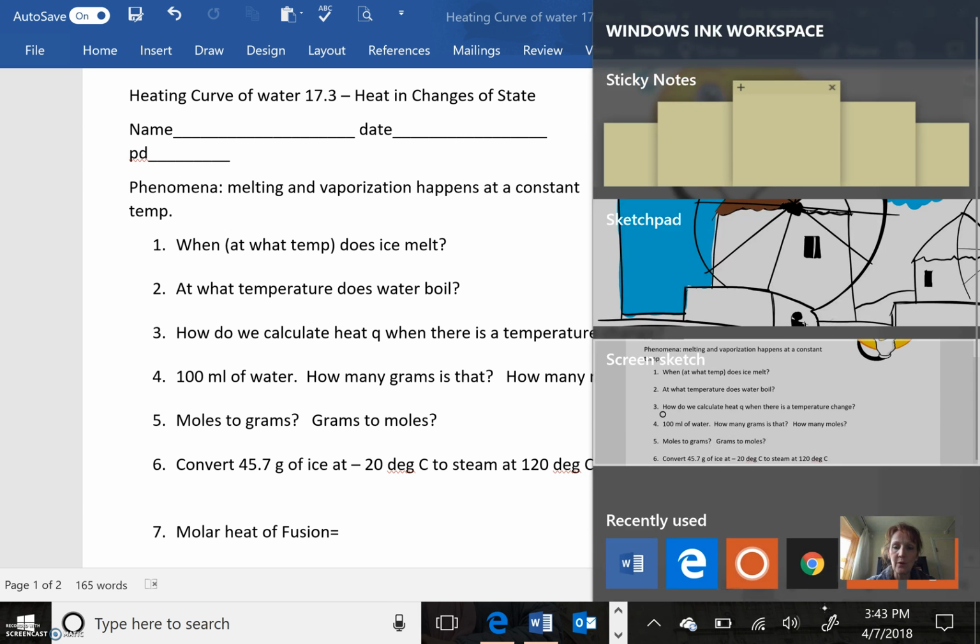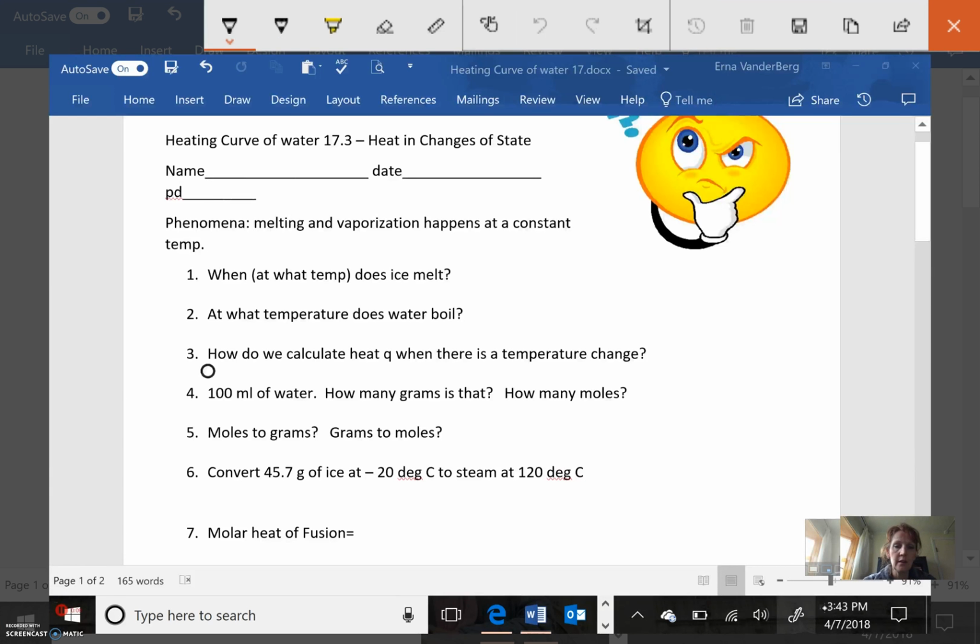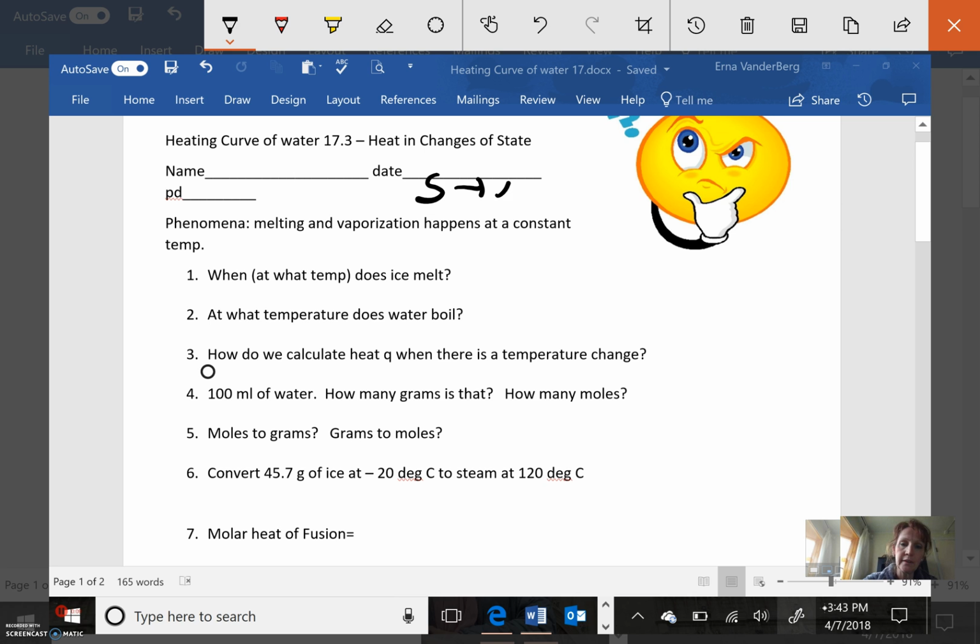I'd like to review with you changes in state or changes in phase. That's when a solid becomes a liquid, becomes a gas, or a gas reverts back to being a liquid, goes back to being a solid. Change in state or change in phase, okay?